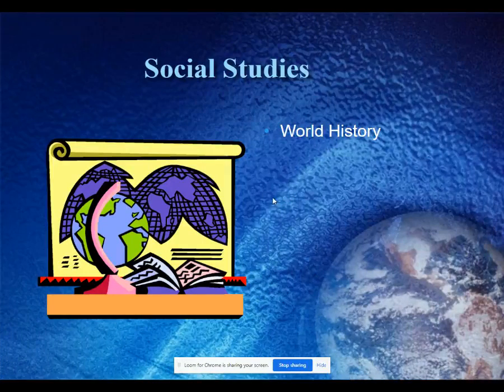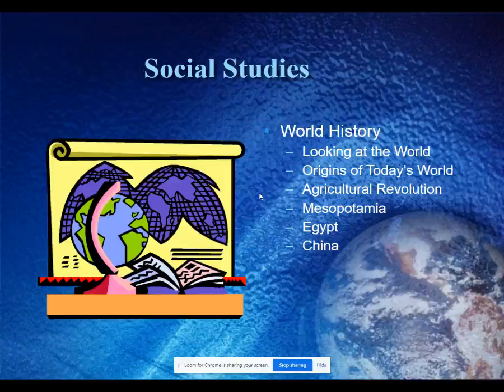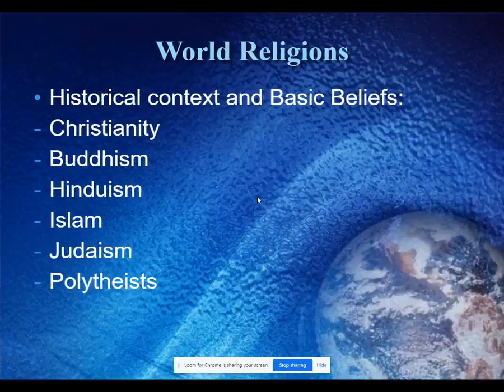We will be covering these topics this year: world history, taking a look at the world through a review of geography, the origins of today's world starting with the agricultural revolution and working our way through these civilizations of Mesopotamia, Egypt, China, India, Greece, ancient Rome, Mesoamerica, and ending with a study of the Middle Ages, a very brief overview. We're covering about 10,000 years of history. We also look at world religions in a historical context and their basic beliefs.